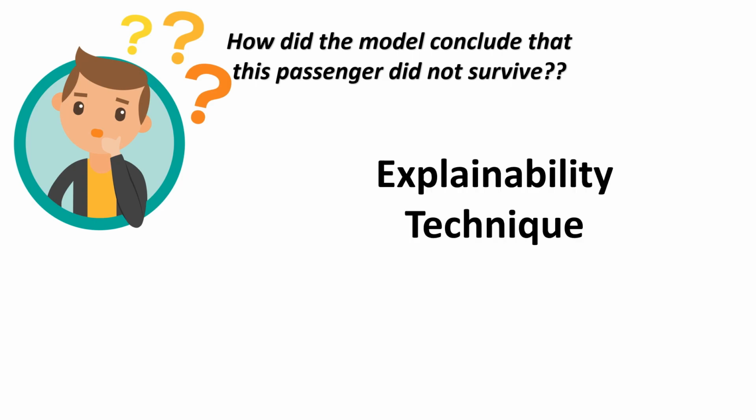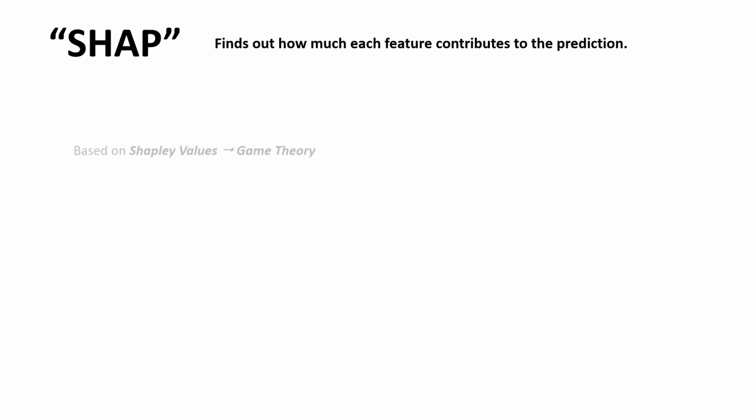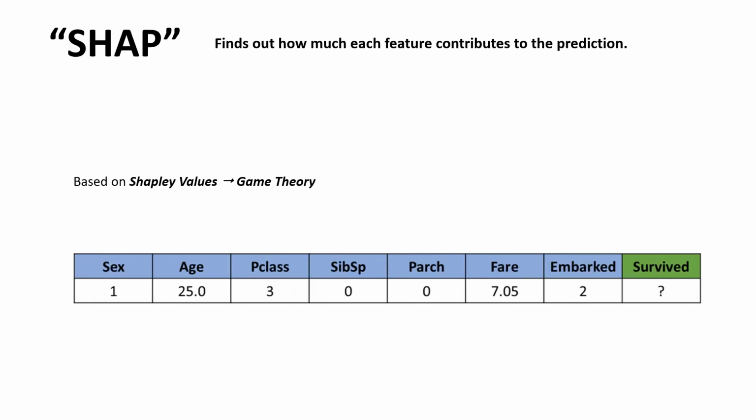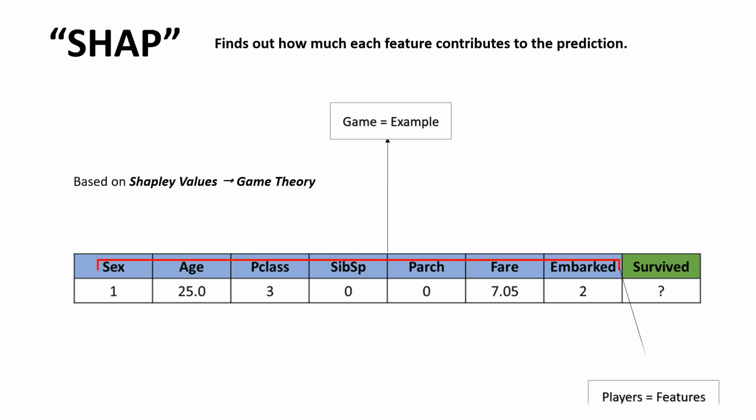To understand this, we have explainability techniques in machine learning. We can use the SHAP technique to explain this. What SHAP does is find out how much each feature contributed to the prediction. SHAP values are based on Shapley values, a concept coming from game theory. The model is the game and the features are the players. Now let's see how we can understand the model's prediction using SHAP.